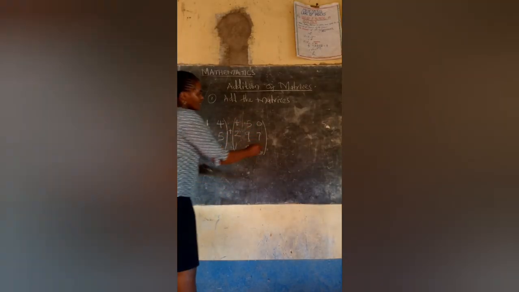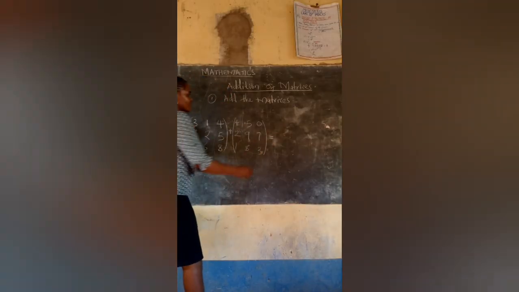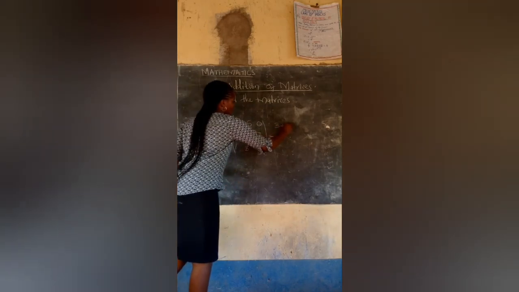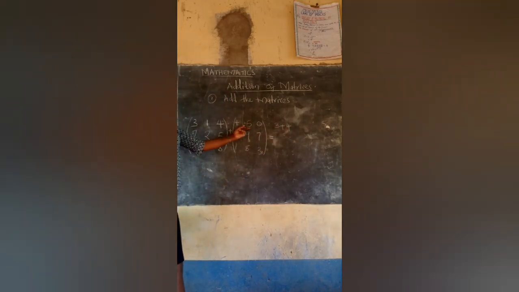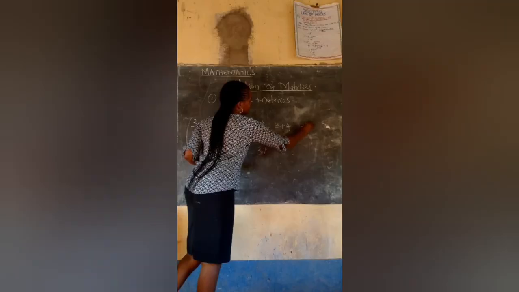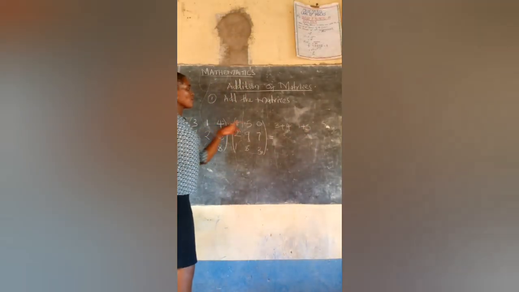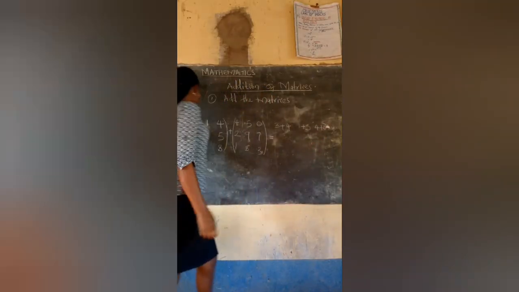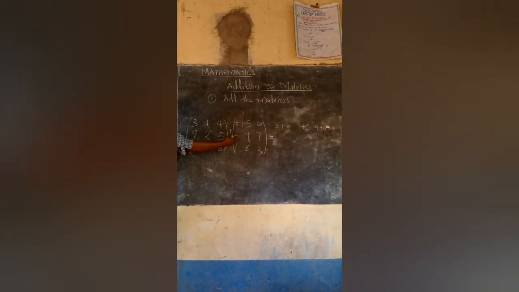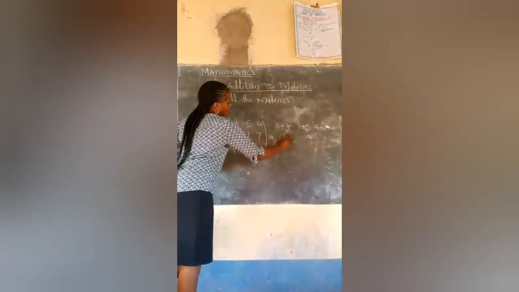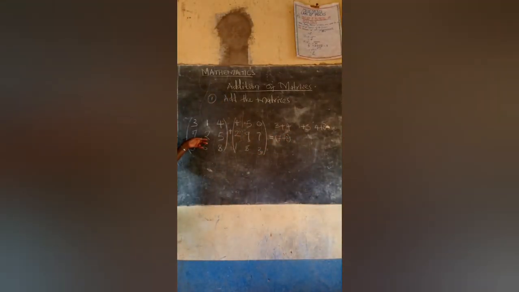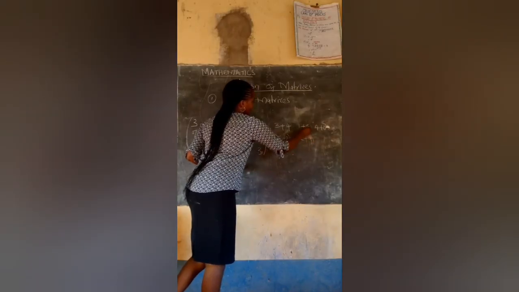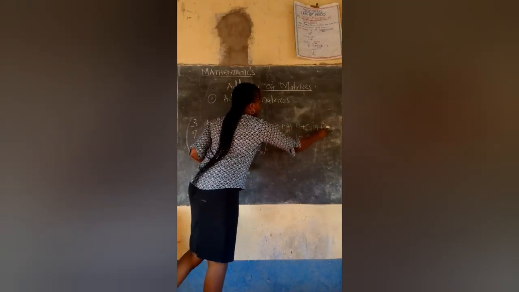So let us do that. This will be the same as 3 plus 4, 1 plus 5, 4 plus 0, 7 plus 2, and 2 plus 9. You can have these in brackets or just avoid them, no problem.